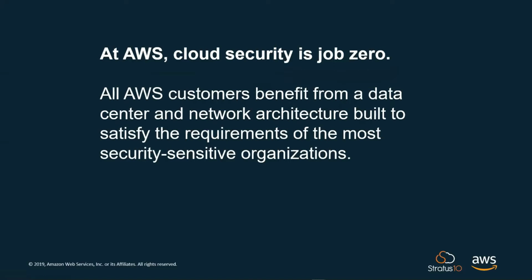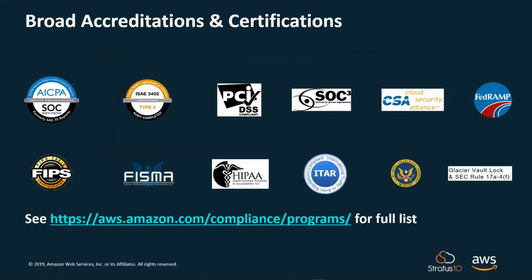Right. So at AWS, cloud security is job zero. It's the most important part of providing a public cloud service, right? All customers benefit from a data center and network architecture that is built to satisfy the most security sensitive requirements for top level organizations, such as government organizations, right? Public healthcare organizations, etc. Some of the big accreditations and certifications that AWS holds are listed on the screen. There's a lot more, and you can look at that URL for a full list.